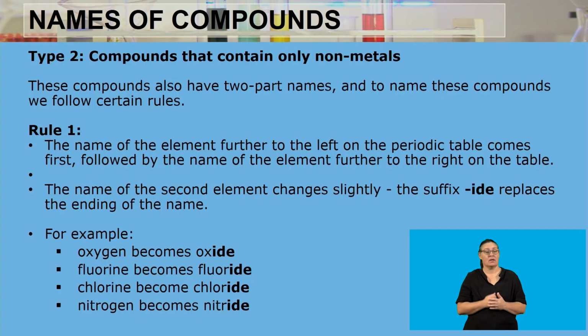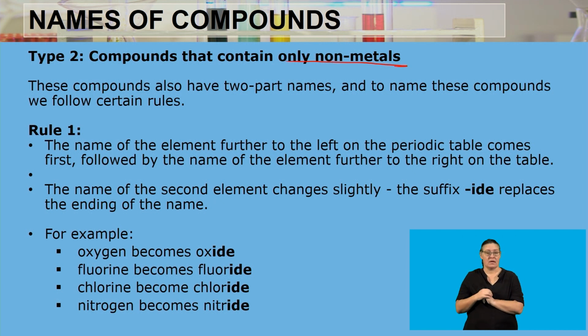Then the type 2 now, the second type of the compounds, or the ones that only contain the nonmetals. Now also these ones, they have two-part names, whereby now we are going to name them as follows. We're going to follow certain rules to name these particular compounds.